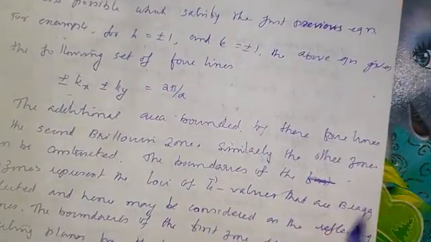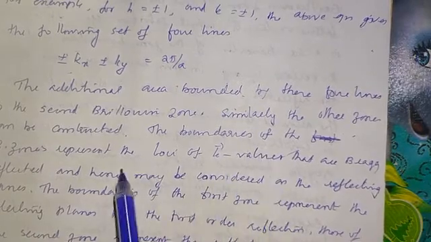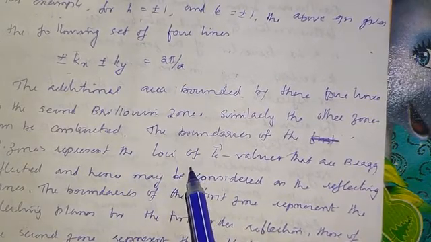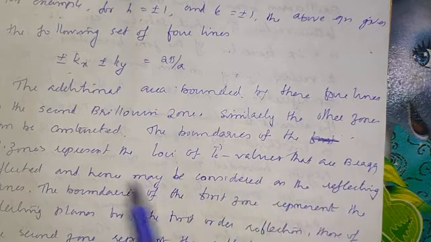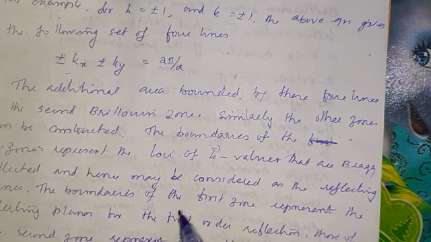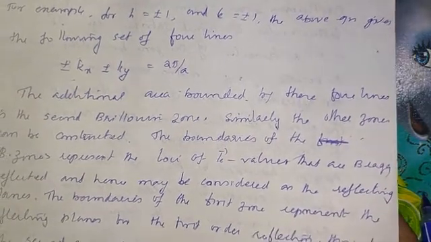Okay, the boundaries of the Brillouin zone. Brillouin zones represent a locus of the k values that are Bragg reflected, and hence may be considered as the reflecting planes. The boundaries of the first zone represent the reflecting planes for the first order reflection, and those of the second zone represent the reflecting planes for the second order reflection, and so on.